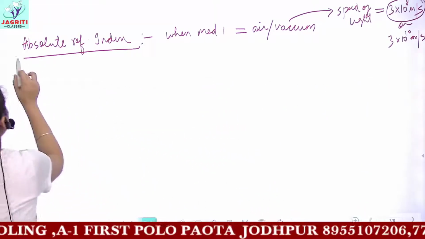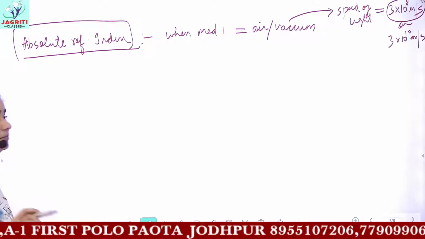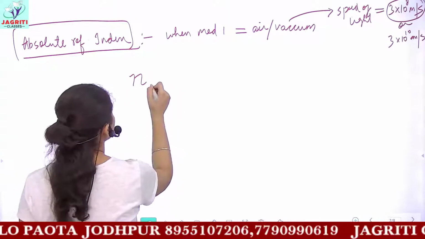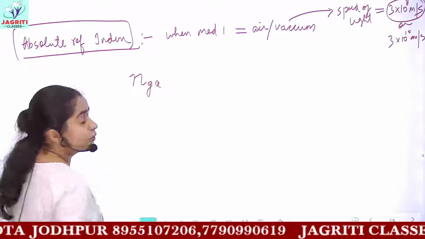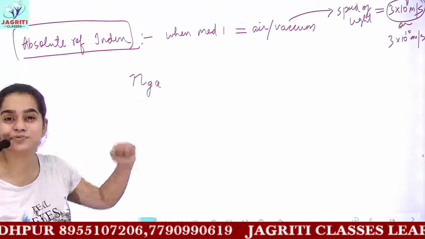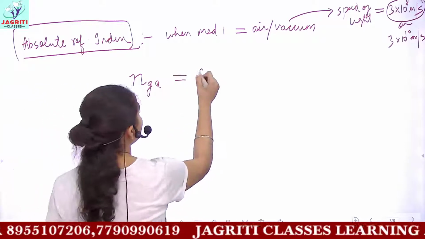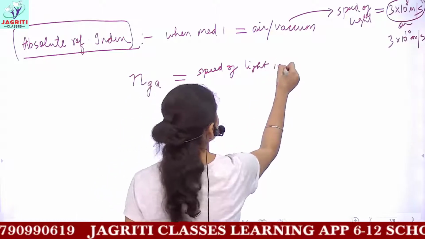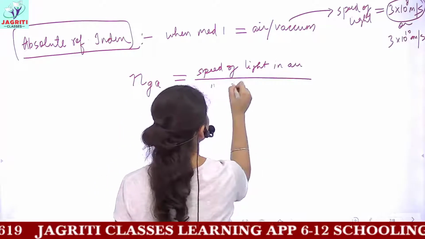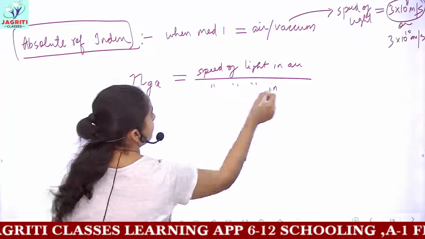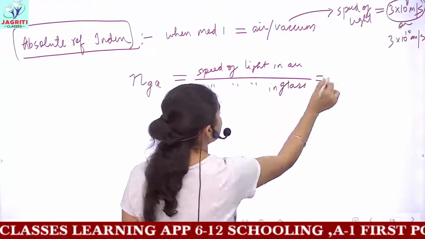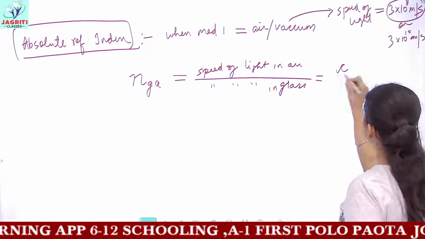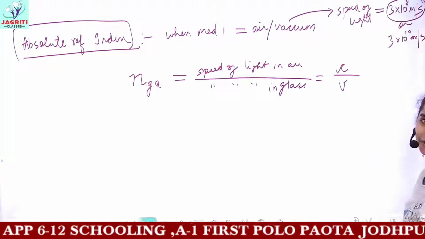So if I need to find the absolute refractive index of any medium, like I want to find the absolute refractive index of glass with respect to air, one medium would be glass, the next would be air. So the formula would be the speed of light in air divided by the speed of light in the next medium, which is glass. The speed of light in air, because it is a fixed quantity, is denoted by c, and the speed of light in glass would be v.